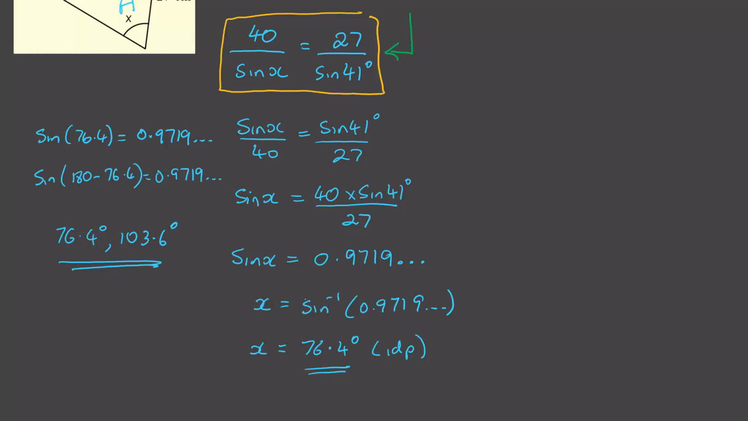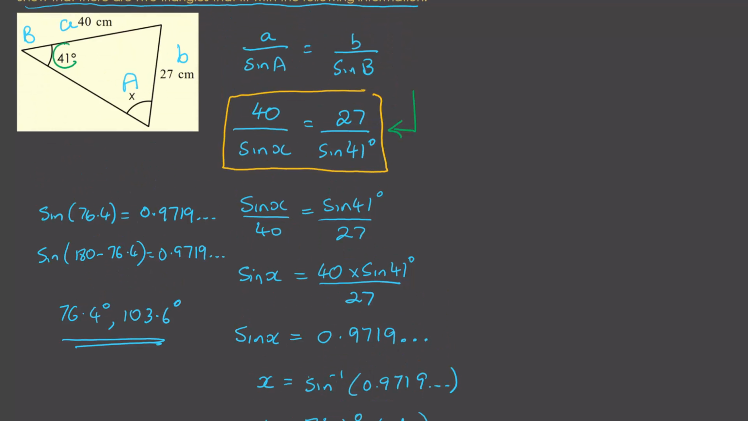Now, we checked in the last example if they worked with the triangle. The angle that we actually knew beforehand here was the 41. Now, if you do 41 plus 76.4, that's less than 180. So we can have a third angle. But so is 41 plus 103.6. And so both 76.4 and 103.6 fit with the information that we're given to give a valid triangle.